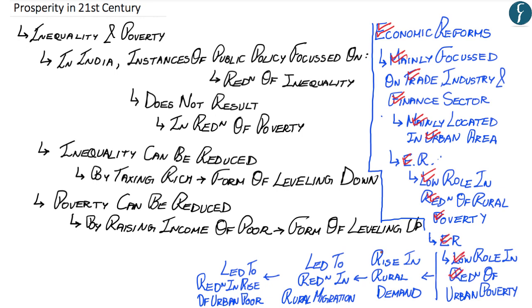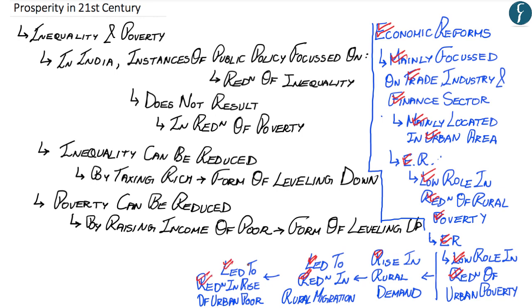And similarly, according to the author, the economic reforms also had a low role in the reduction of urban poverty, since it was the rise in rural demand, which had occurred a decade after the economic reforms. And this rural demand was driven by the growth in the agricultural sector, which led to a reduction in rural to urban migration. And this effectively led to a reduction in the rise of urban poor.